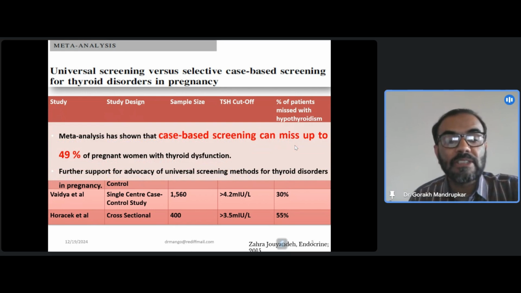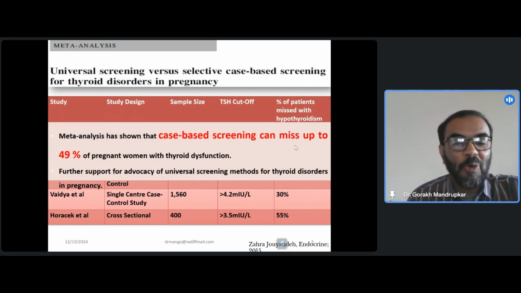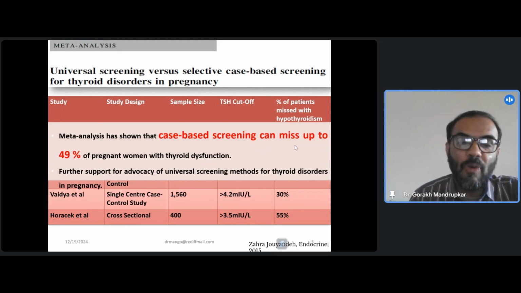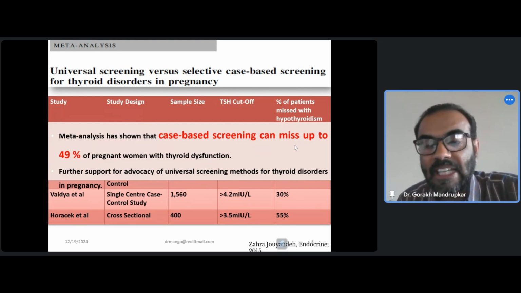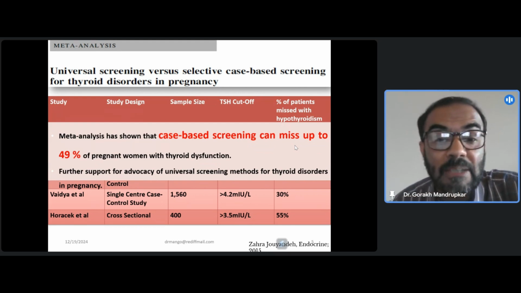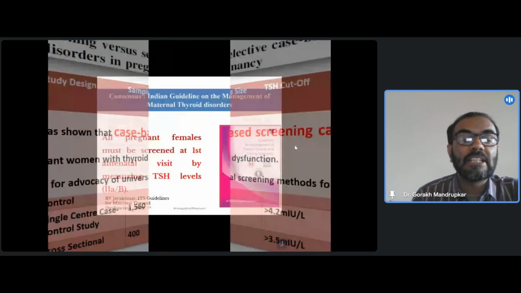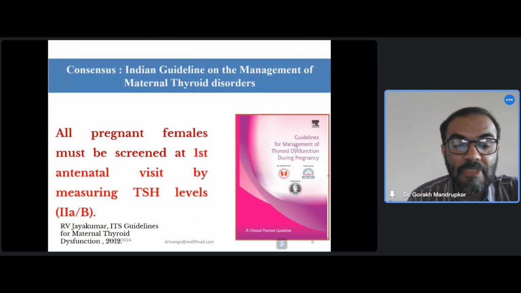So this was the final, and this supported the advocacy of universal screening. They did one, two, three, all these studies, and they said that case-based screening can miss up to 49% of pregnant women with thyroid dysfunction. So universal screening is recommended.